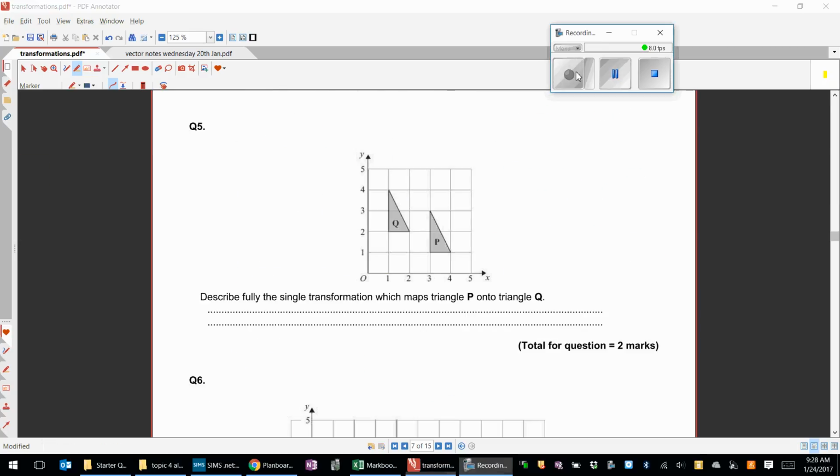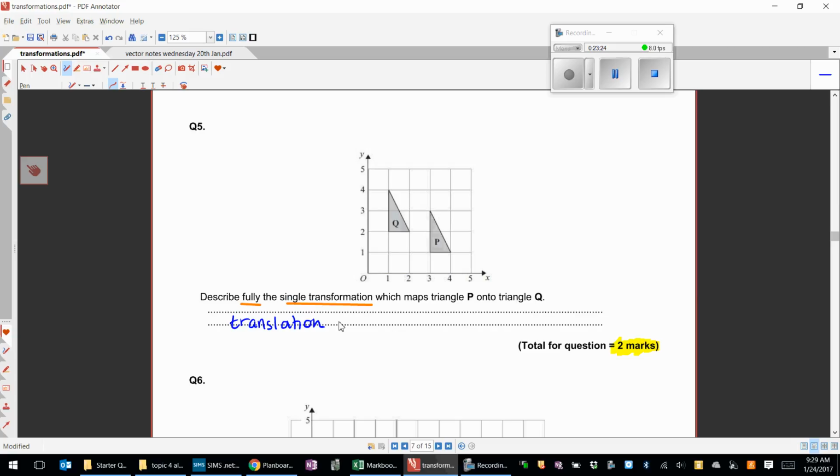Okay, question 5. We're on to ones where there's a lot of describing rather than doing. Now, what do you think? So, again, it says, describe fully the single transformation, and what do we notice? There are 2 marks, so we've got to write 2 things. So what do you think? What does it look like? It's just moved. So that would be a translation. So we can go with translation. So you have to say it's a translation. Well, that's for 1 mark.